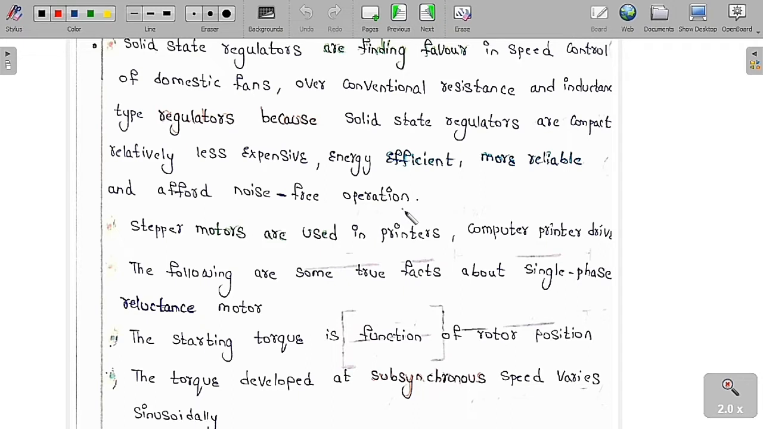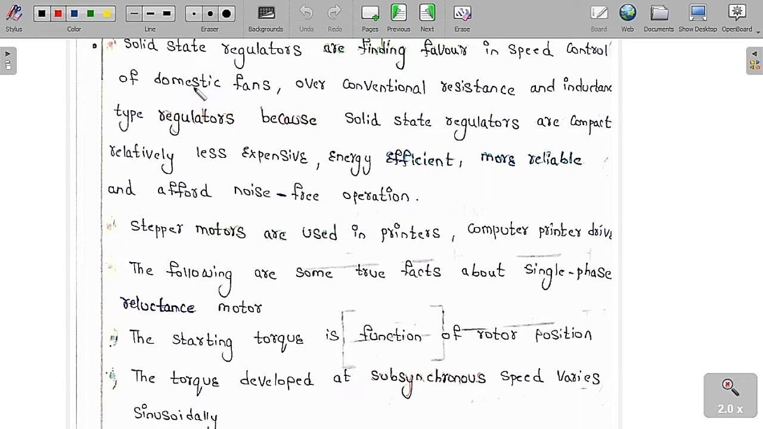Because of these reasons, solid state regulators are becoming very famous compared to conventional resistance and inductor type regulators. You can see these generally in your home also. Therefore, solid state regulators are finding favor in speed control of domestic fans because they are compact, less expensive, energy efficient, more reliable and afford noise-free operation. Solid state regulators are made of power electronic devices, so they save energy and are more reliable. They are static devices, so they make no noise, and they are also very inexpensive.